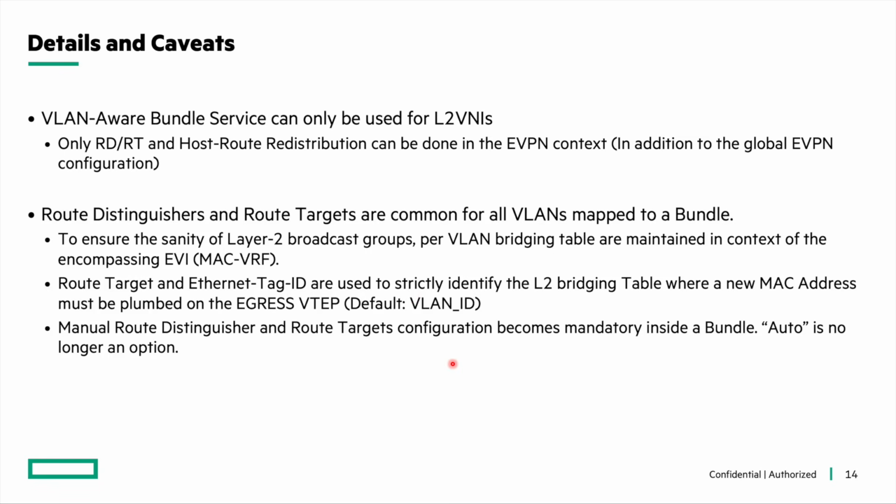And the third one is the fact that with a bundle, the option auto is no longer available. So we have to use manually defined route distinguisher and route targets inside a bundle. It's not because we don't have the option auto anymore in the VLAN-aware bundle that it's not available for the VLAN-based configuration. It's still available, obviously, when you have to configure VLAN-based services.